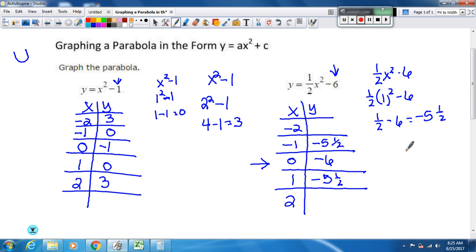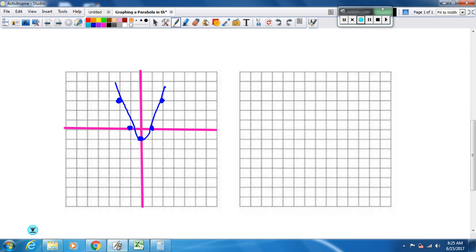Okay, now plug in the 2. 1/2 times 2 squared minus 6. Well, 2 times 2 is 4, and half of 4 is 2. So 2 take away 6 is -4. So those are those 2 points. So I'm going to do the same thing.